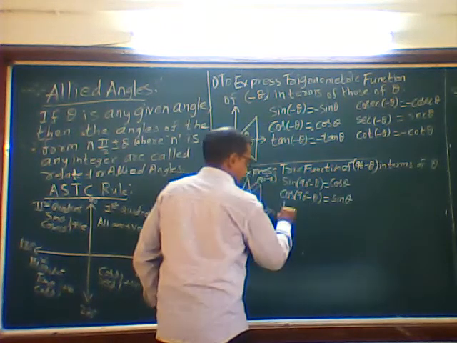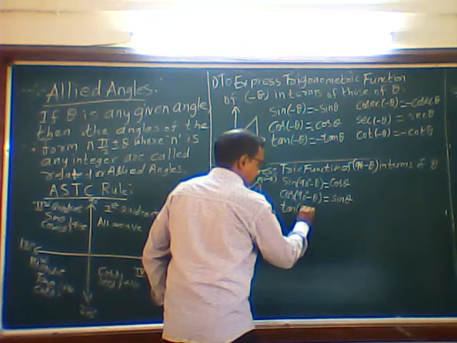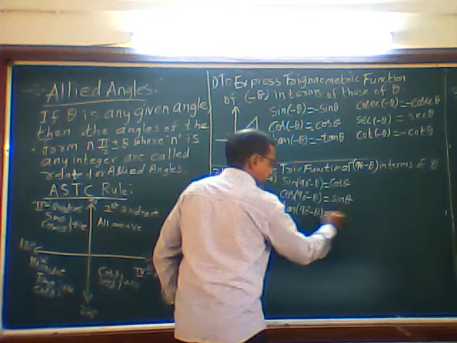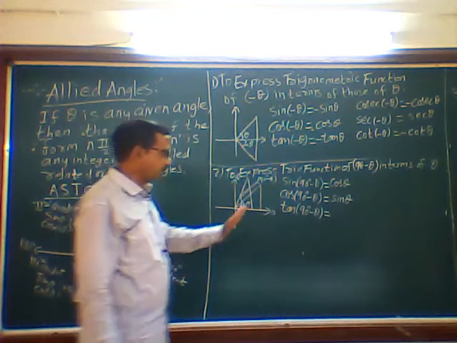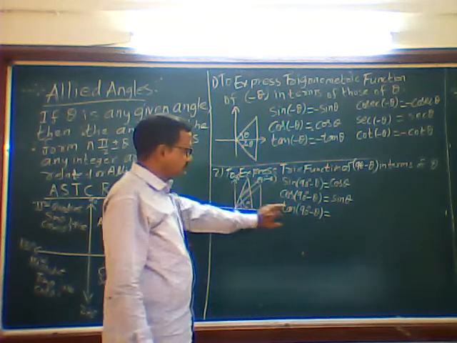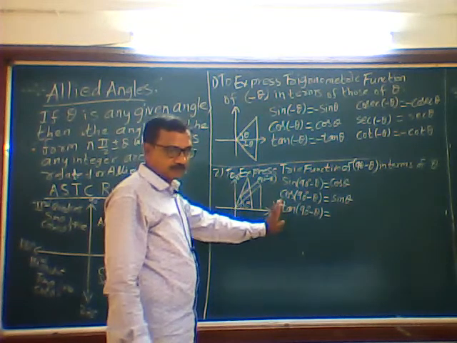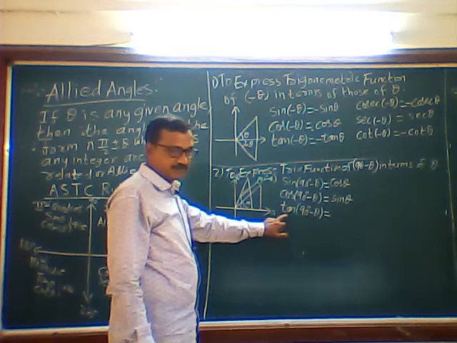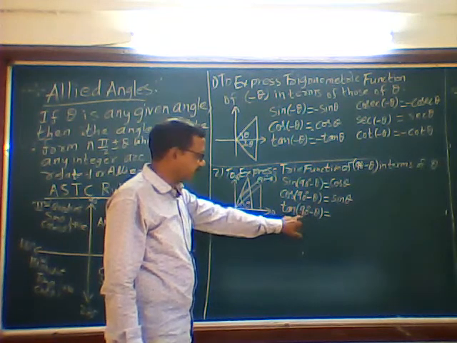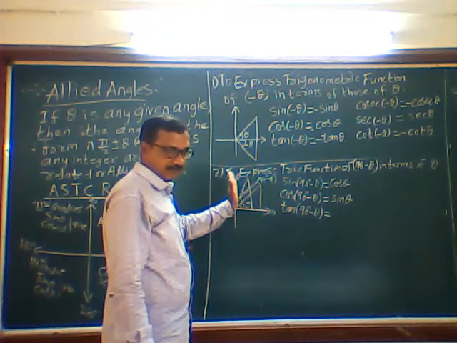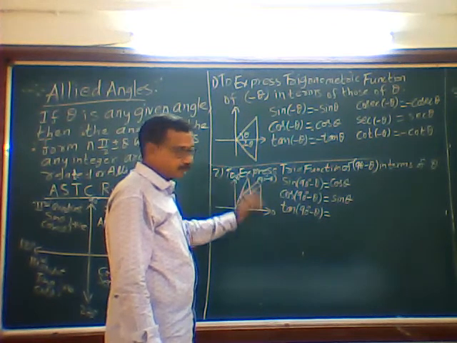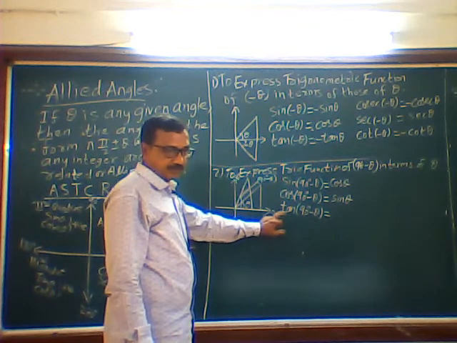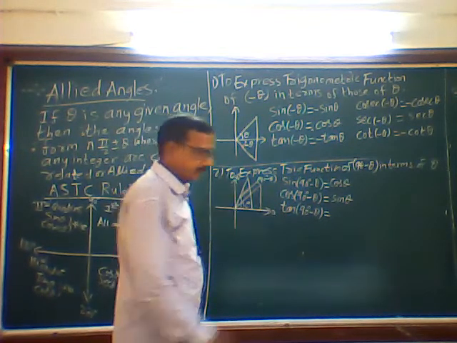Okay, next tan of 90 degree minus theta. Again all are positive. So first quadrant, it is positive sign. Then you have to think about this tan. What will happen to this tan? Because the angle is 90 degree lying on the y-axis, the original trigonometric ratio changes to its co-ratio. It will be cot theta.